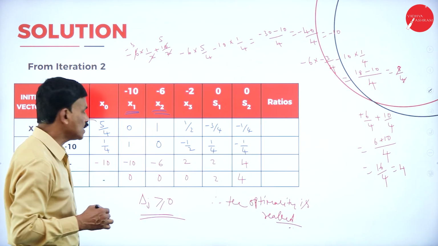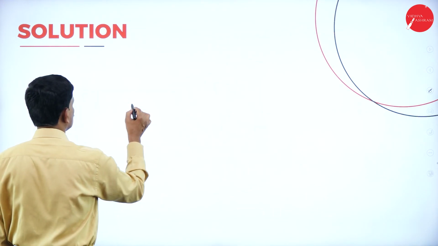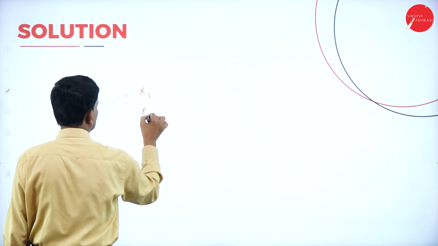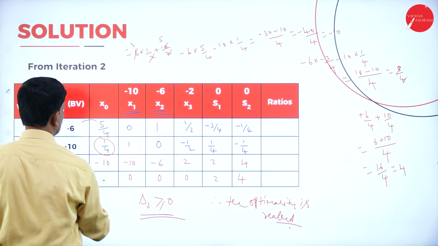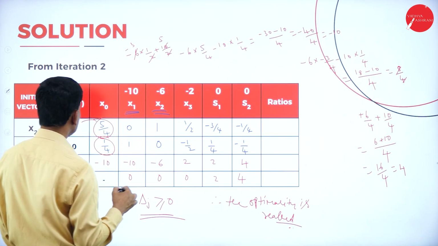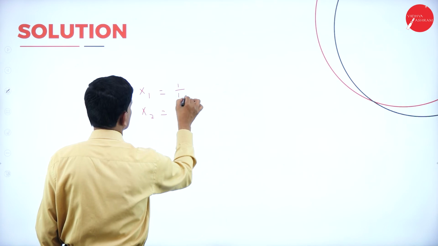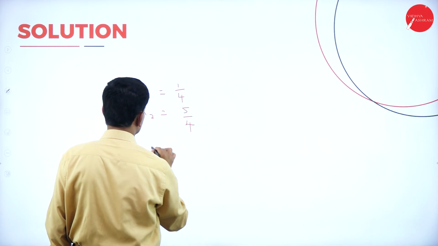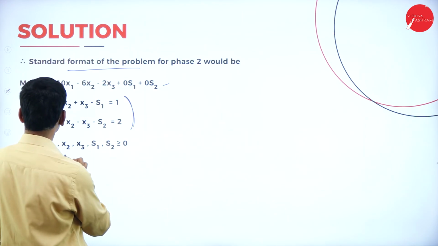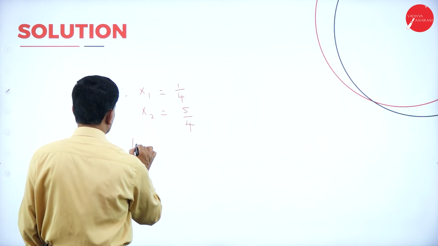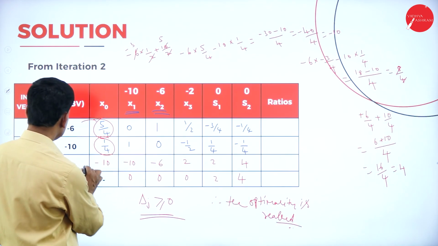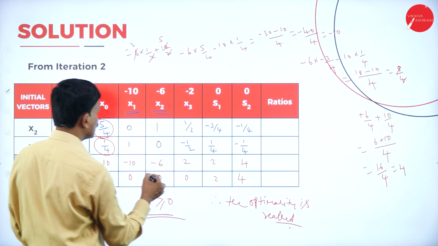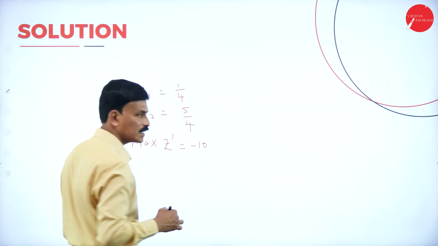What are the values here? So therefore the values of x1 and x2: the value of x1 is 1 by 4 and x2 is equal to 5 by 4. And maximum z dash is equal to, what is the value we got here? Minus 10. So this is equal to minus 10.